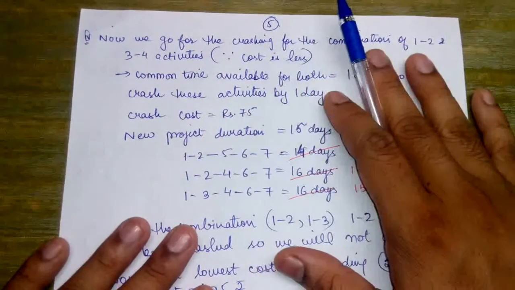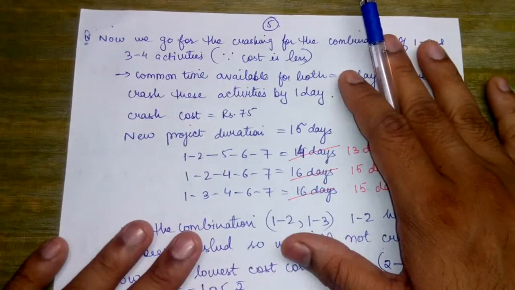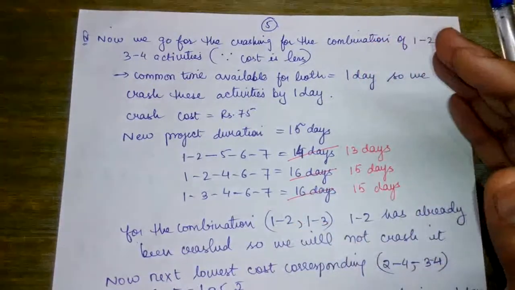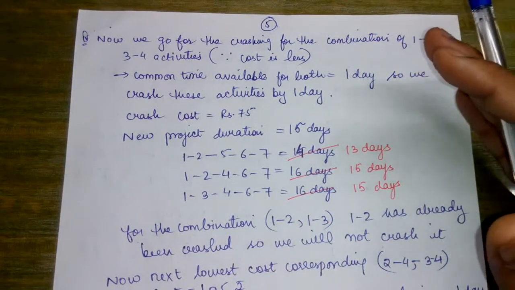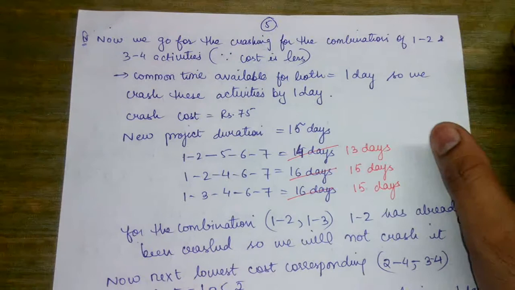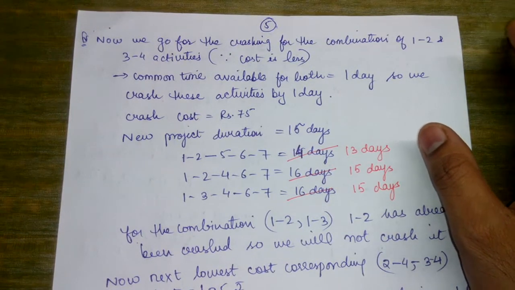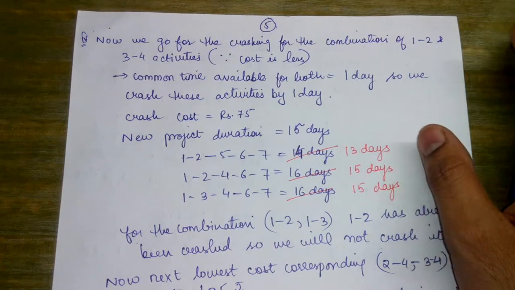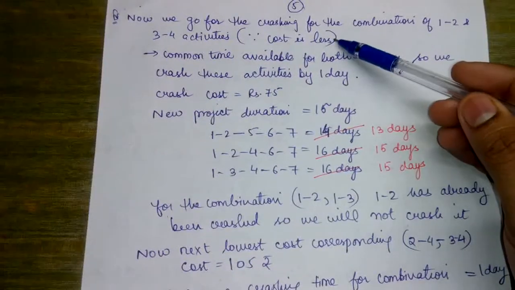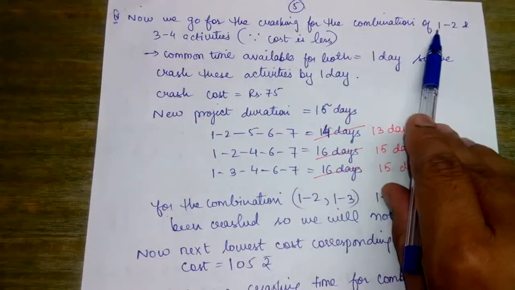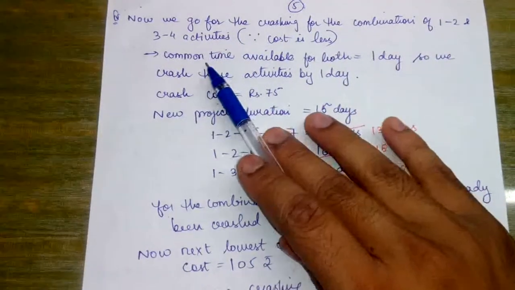However, this type of question is very lengthy to answer, but in GATE only a certain portion will be asked. For example, in the table that we have seen, 10 values are given, but in GATE only 3 or 4 values will be given, and the question will be very simple. So we go for the crashing of the combination 1 to 2 and 3 to 4.